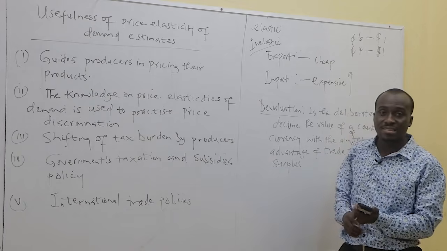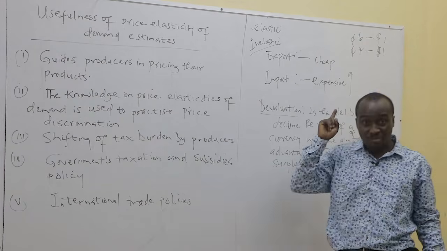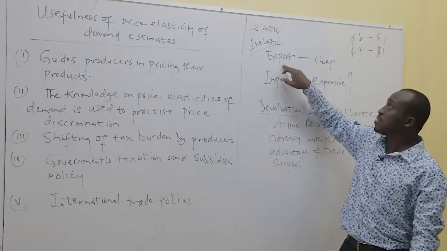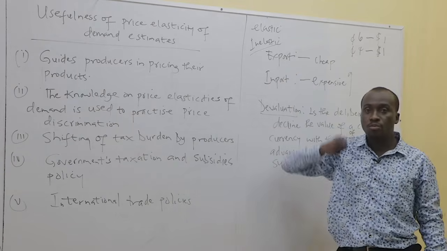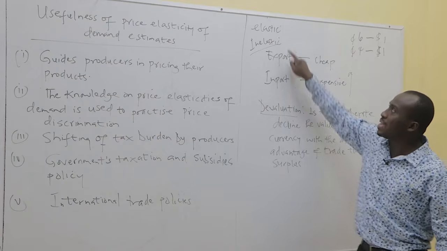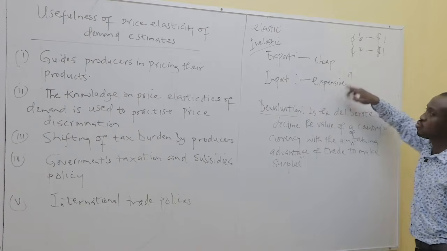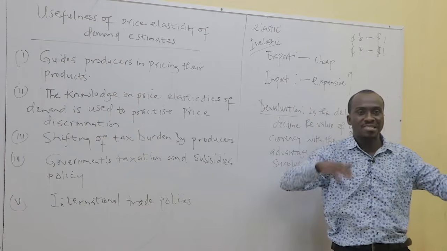So for you to practice this system and devalue your currency, number one, you should be able to export more, so that when exports become cheap, you export more and make more revenue. Number two, your citizens' demand for imports should be elastic, so that when imported goods become expensive, they will stop buying, and so they save the economy from excessive importation.